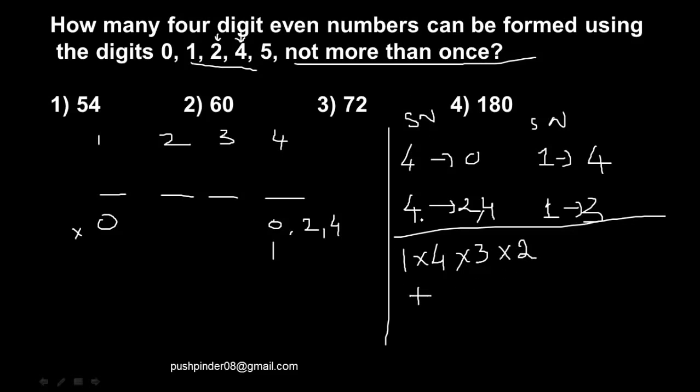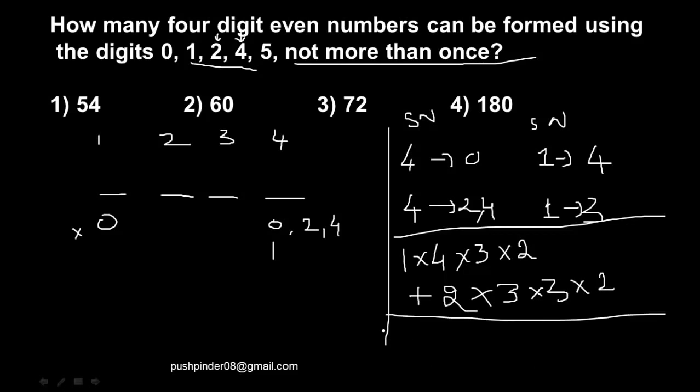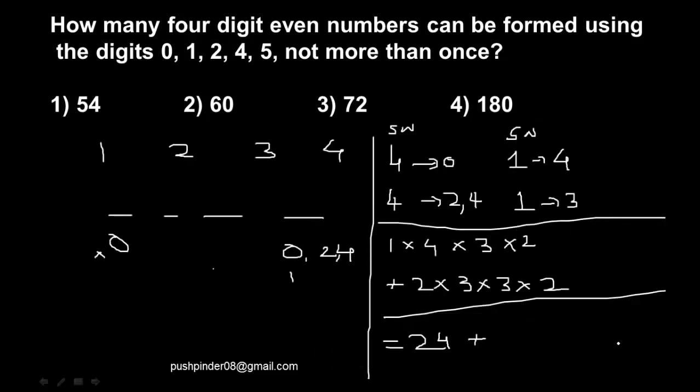Plus, let's give 2 or 4 to slot number 4. How many ways to do that? 2 ways to do that. Similarly, how many choices does slot number 1 have? 3 choices, right? Again, 2 slots left, 3 digits left. So 3 into 2, right? So this becomes pretty simple if you solve it this way. So if you solve it, it's 4 times 3 times 2, that is 24, plus 2 times 3 times 3 times 2, 3 into 3 is 9, 9 fours are 36. So 24 plus 36 is equal to 60, right? So we got ourselves an answer.